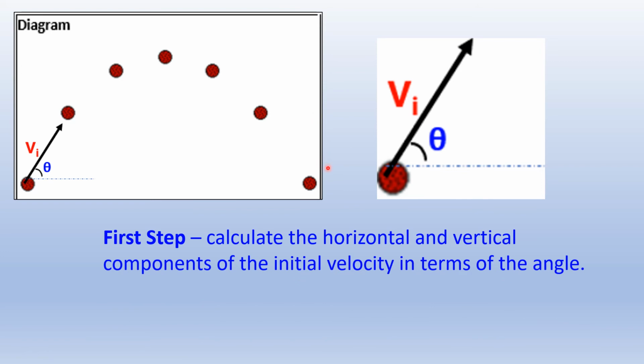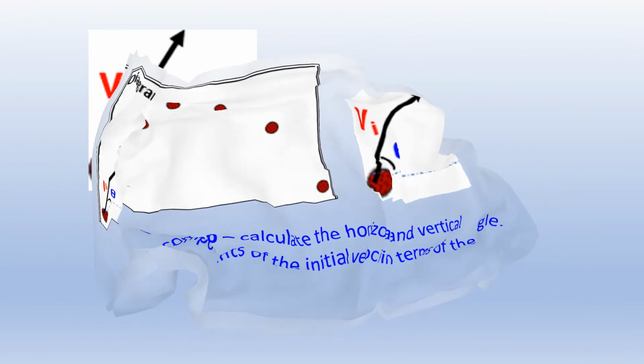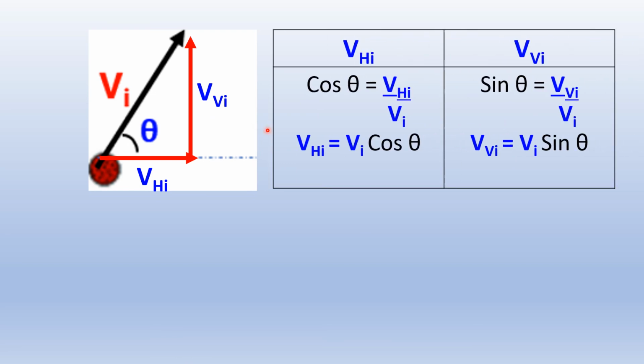First, I'm going to explain how to calculate the horizontal and vertical components of the initial velocity in terms of this angle theta. Okay, so first I'm going to calculate the horizontal component of VI, which is VHI, and the vertical component of VI, which is VVI. Now I'm going to use the sine and cosine to calculate the value of the components.